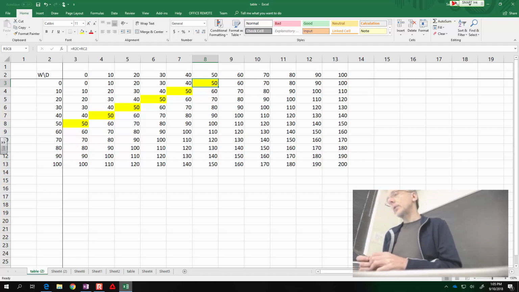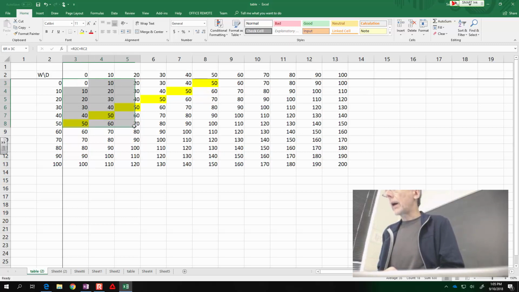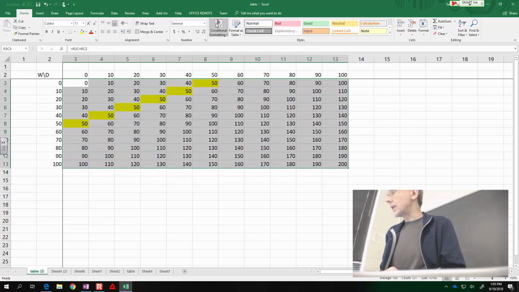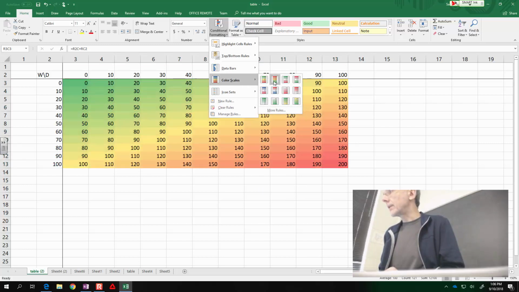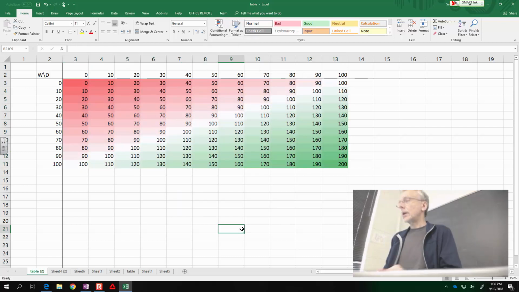Okay, so that's what I want to proceed with, but I want to have them all simultaneously, and I don't want to do it by hand. Fortunately, there is a tool for that that Excel has. It's called Conditional Formatting. So for color, I just give it different colors like this. Maybe this one. Which one is the best? This one seems okay.